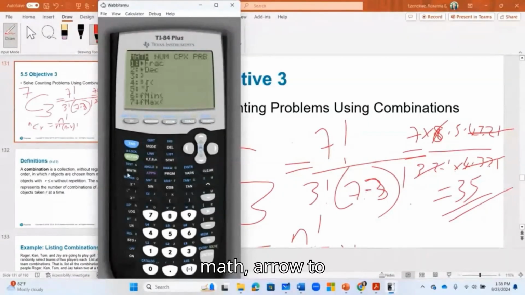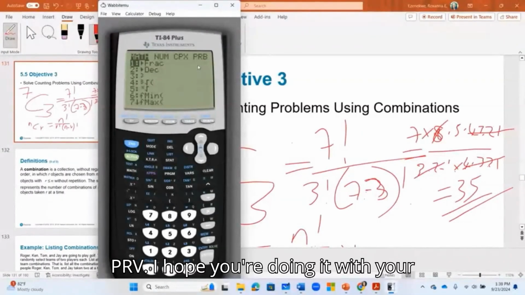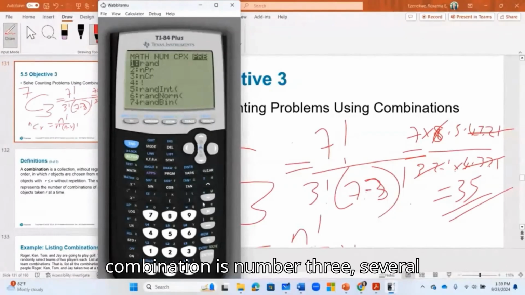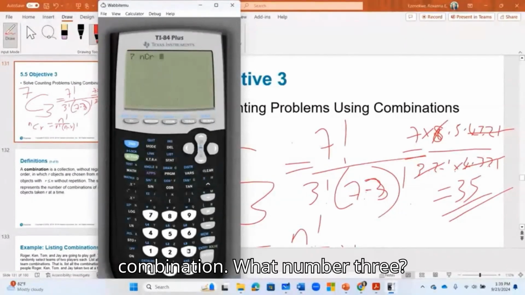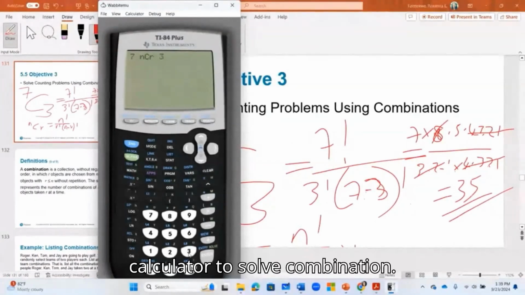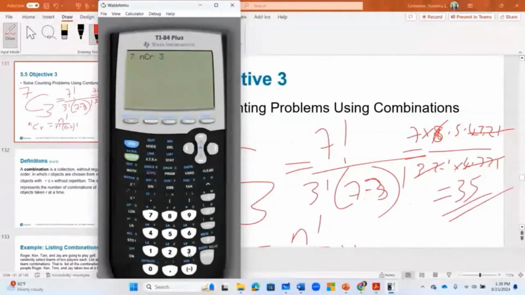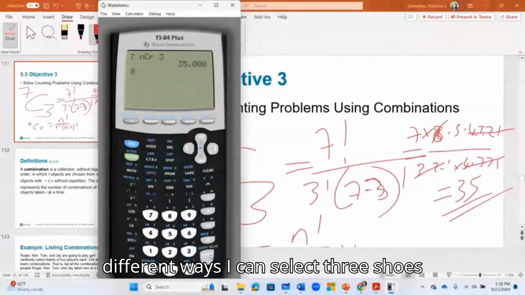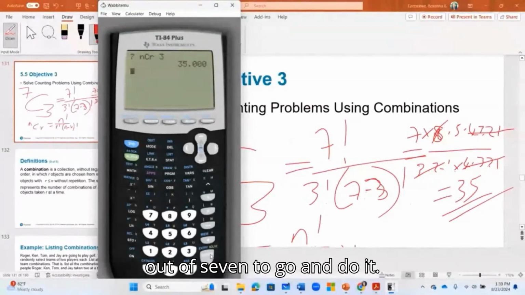Go to math, arrow to PRB. I hope you're doing it with your calculator. And then I want you to see that combination is number 3. 7 combination, what number? 3. Which means I can actually use my calculator to solve combination. I can solve any problem in combination. Therefore, if I do it by hand, it's an easy question. I'll get the same answer anyway. So there are 35 different ways I can select 3 shoes out of 7 to go and donate.